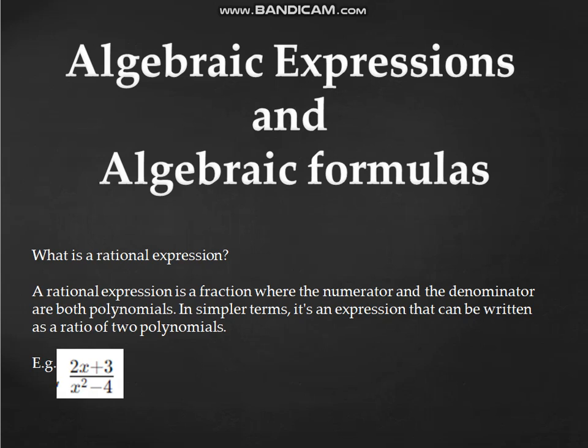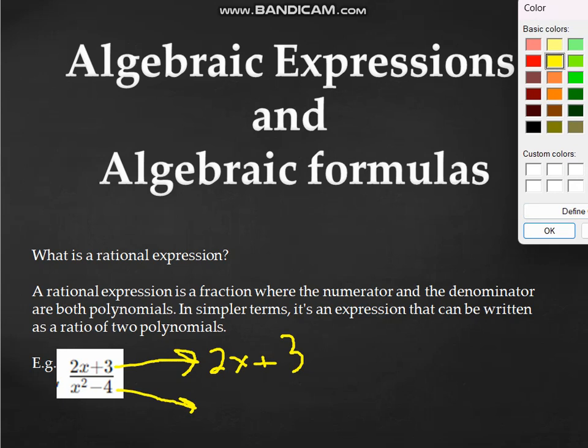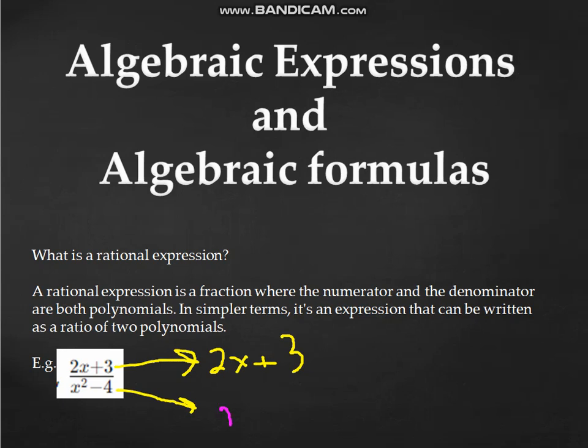It's written as 2x plus 3. The numerator is 2x plus 3. And if you see the denominator, it is x squared minus 4. So let's write it down as well. x squared minus 4.